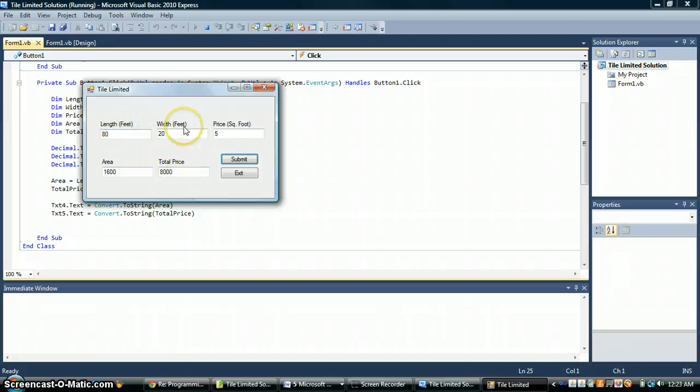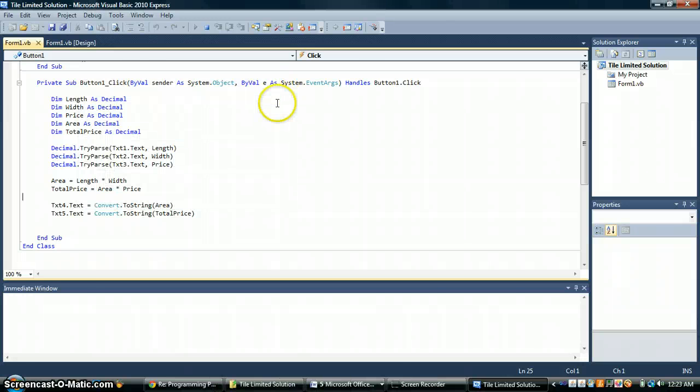What it takes is that length and width, and then multiplies to get the area, and then it multiplies the price and the area to get the total price. You can change this up, and it's going to go through that algorithm every time.